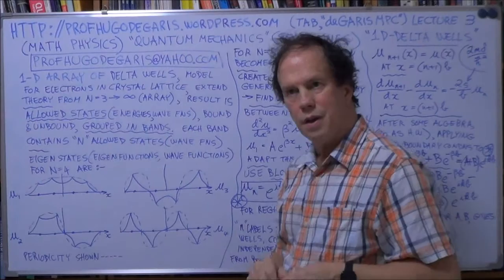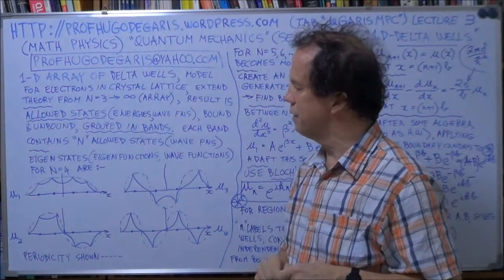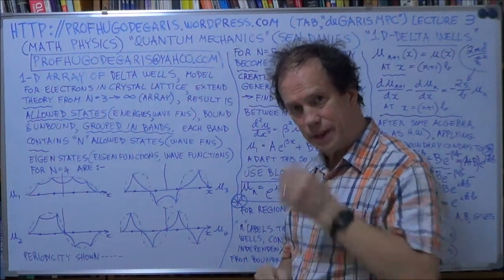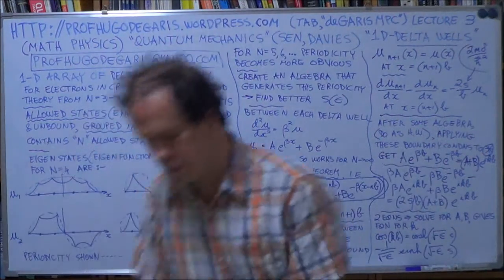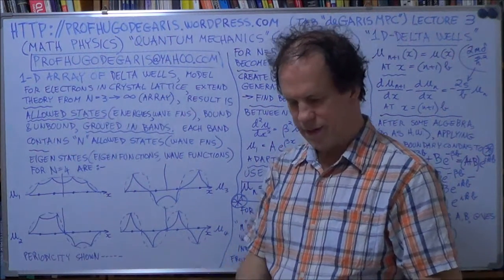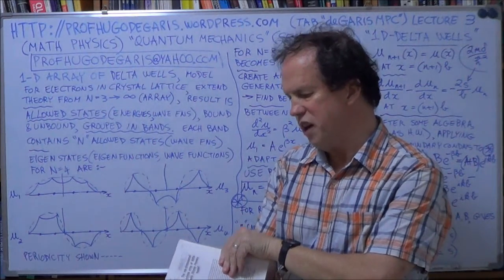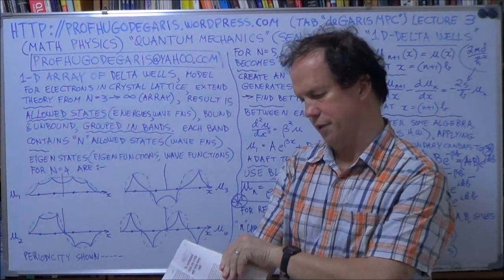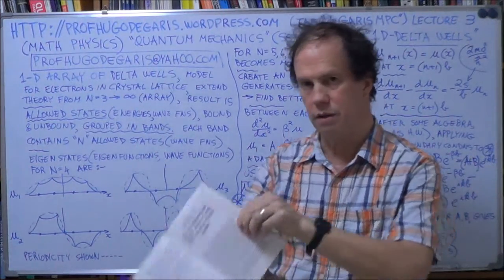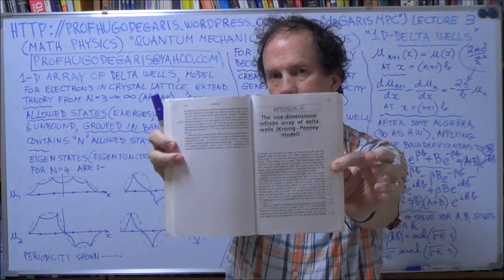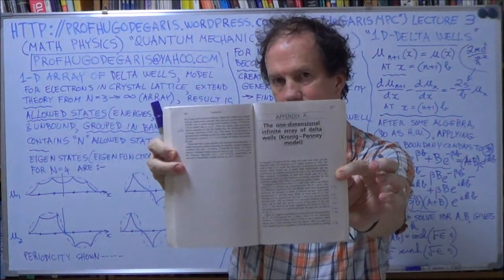This is the first session on the appendix in the textbook. Appendix A, the one-dimensional infinite array of delta wells. It's the Kronig-Penney model, which I showed you last session.